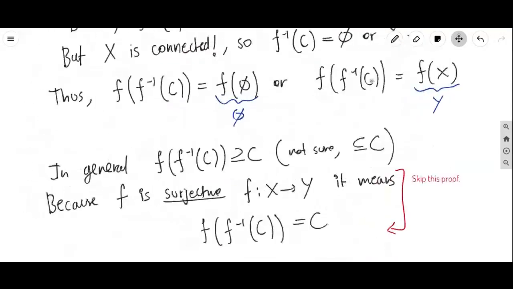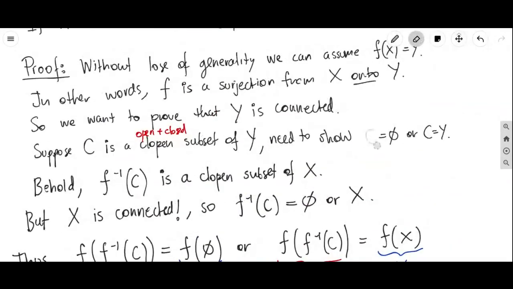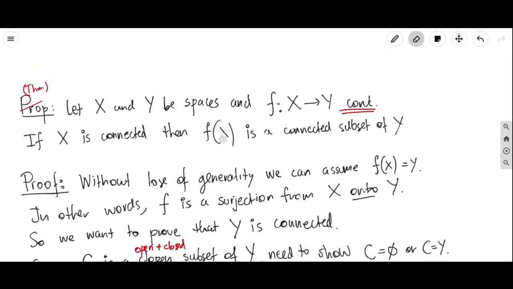And so, what does this mean? This means that this is C and this is C. So look at what we've shown. C is either empty or C is equal to Y. And is that what we wanted to show? Yes, that's exactly what we wanted to show in the very beginning. So this proves to us that this forward image is a connected subset of Y. And there we go. That completes the proof.